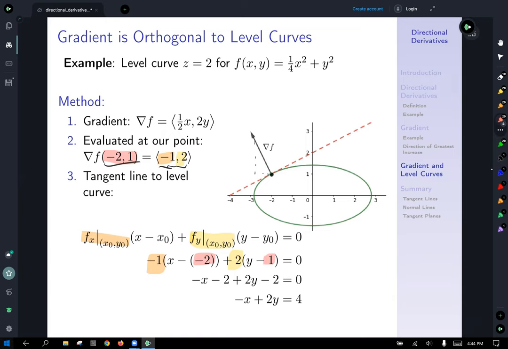Algebra that all into shape, and you get the equation of this line as negative x plus 2y is equal to 4. And just for fun, we could algebra that into shape and solve it for y, just to see that in point-slope or slope-intercept form, whatever you want to call it: 2y is equal to x plus 4, divide by 2, y is equal to 1/2 x plus 2. Sure enough, it's got a slope of rise 1 over run 2, and it crosses the y-axis at the point (0, 2).